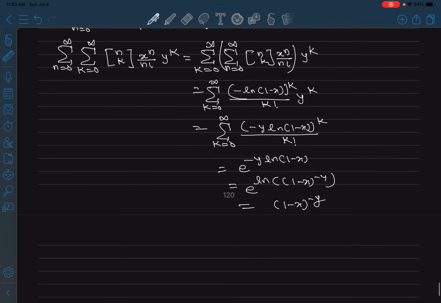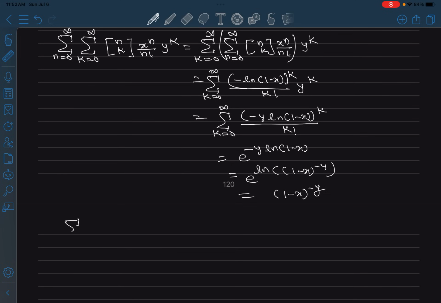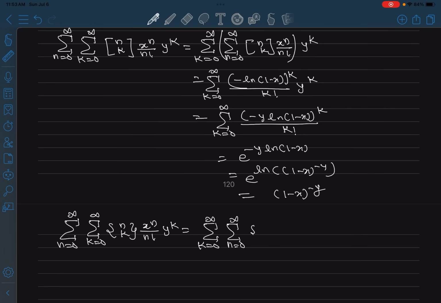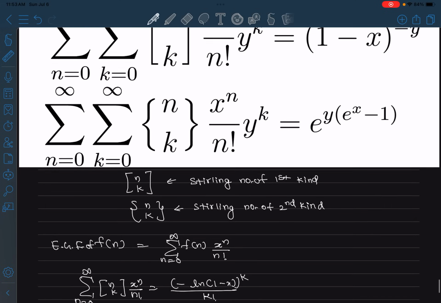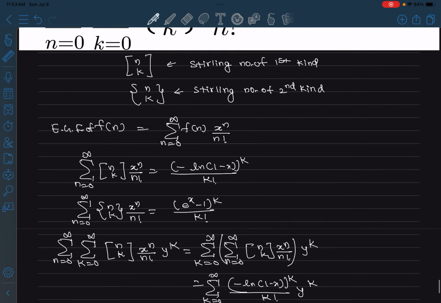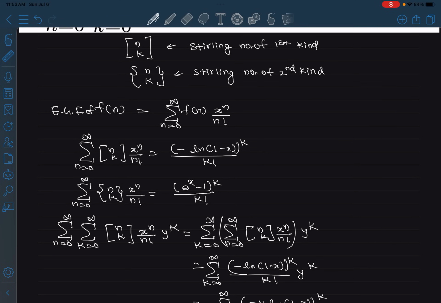The next one is the series sum from n equals 0 to infinity, sum from k equals 0 to infinity of the Stirling number of the second kind, x to the power n by n factorial, y to the power k. I'm again going to switch the sums. The sum goes from k equals 0 to infinity, and then from n equals 0 to infinity of {n k} x to the power n by n factorial, y to the power k. We already know that this EGF in n is going to be (e to the power x minus 1) to the power k by k factorial.